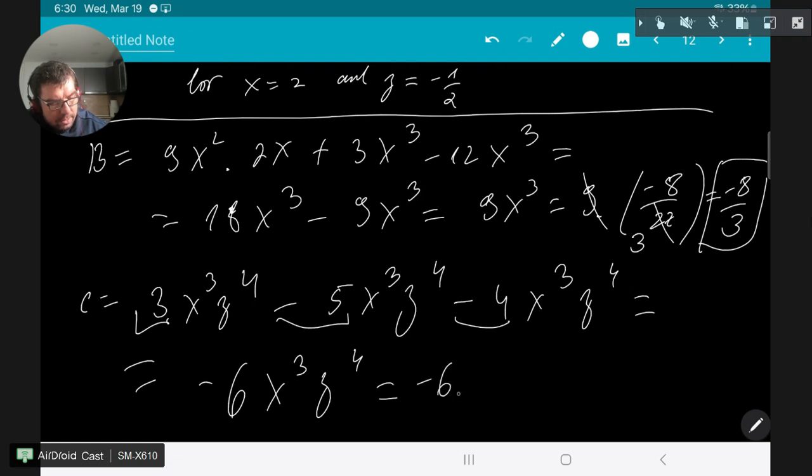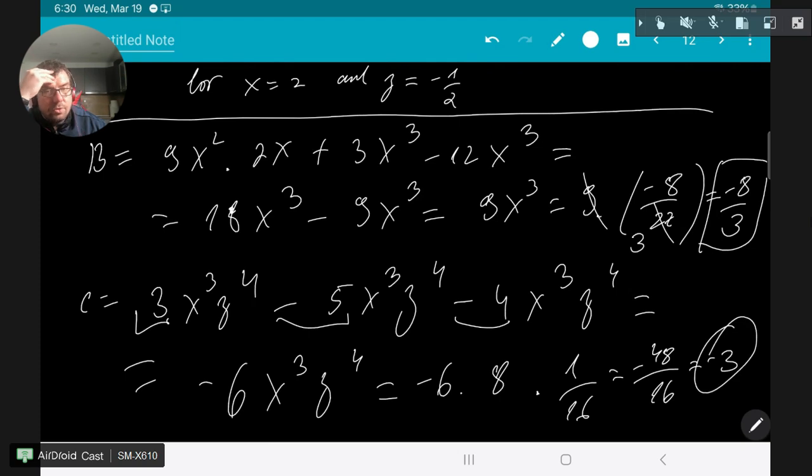So minus 6 times 2 to the power of 3 is 8. Minus goes away when we are raising to the power of 4. So it's going to be 2 to the power of 4 is 16, so 1 over 16. So this is minus 48 over 16, which is minus 3, and this should be my answer here.